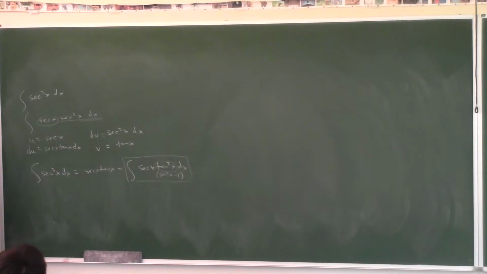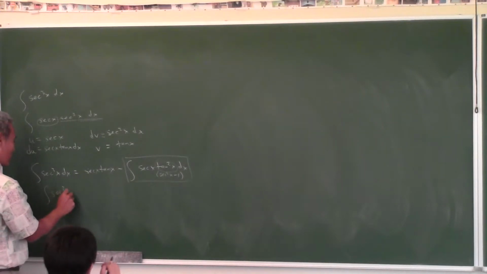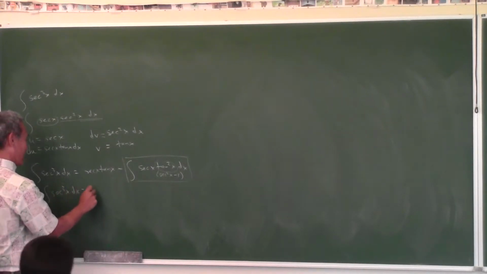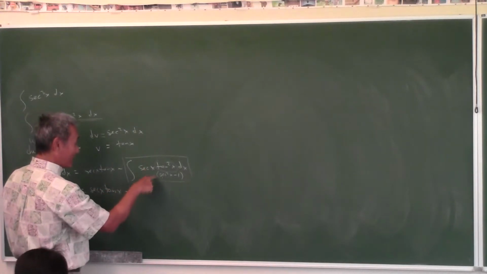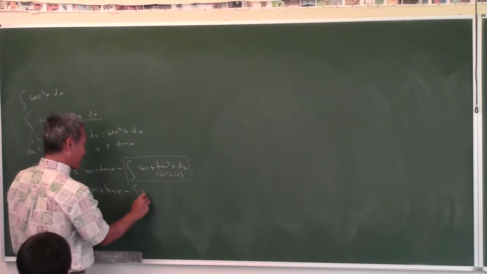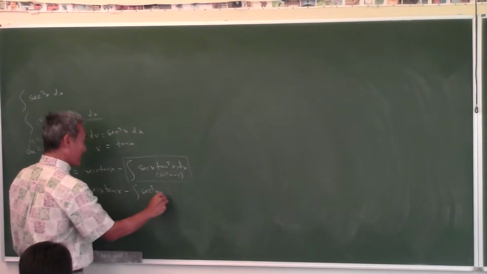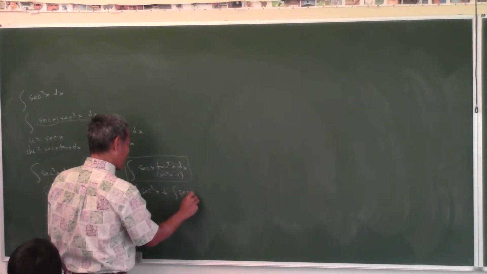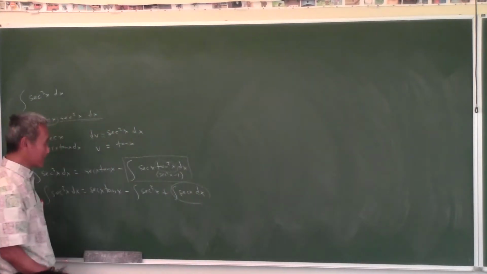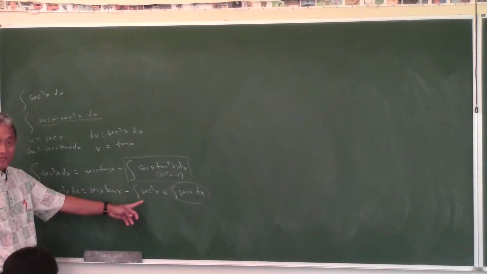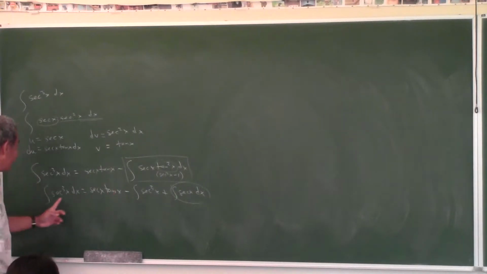We don't know our Pythagorean identities. So what do we have here? The integral of secant cubed x dx is equal to secant x tangent x minus, now if I distribute the secant, you're going to get the integral of secant cubed x plus the integral of secant x dx. Now this we know, right? That's on our list. But what about secant cubed? That's the thing we're trying to find.